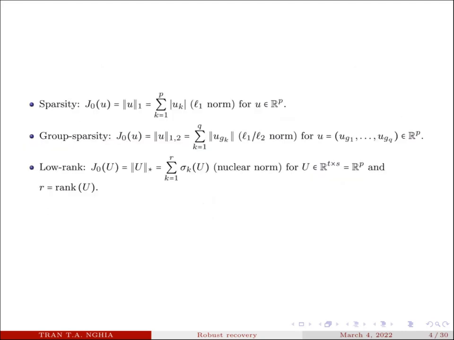So in this paper, we focus on two classes of those kinds of regularizers. The first one is for sparsity, where we talk about the L1 norm. For group sparsity, that is the L1,2 norm, the sum of many Euclidean norms, one for each group. And the last case is for low rank, where we use the nuclear norm. The nuclear norm is the sum of singular values of the matrix. Okay, this promotes low rank for the matrix.